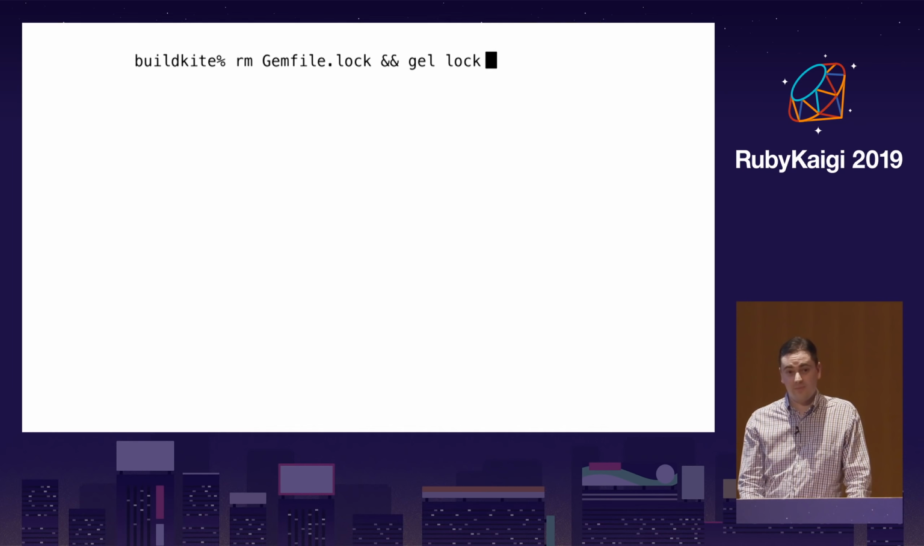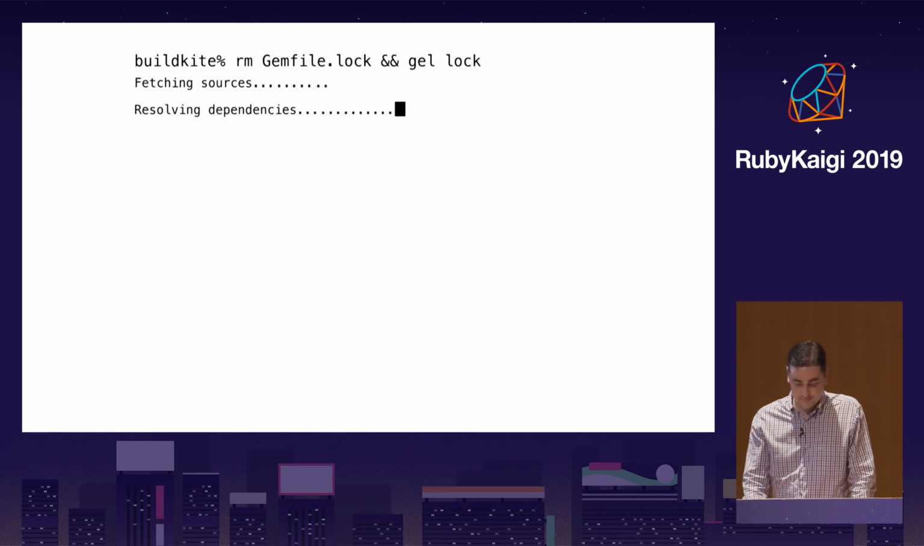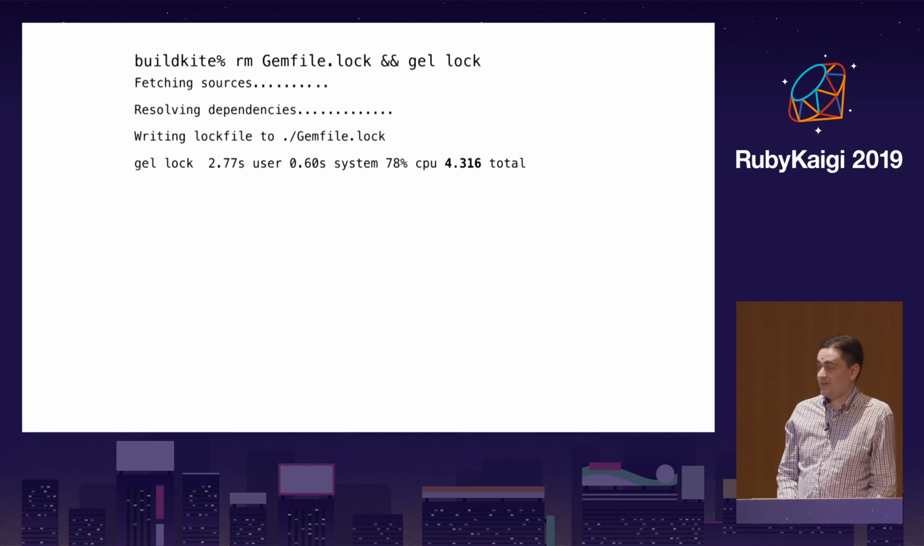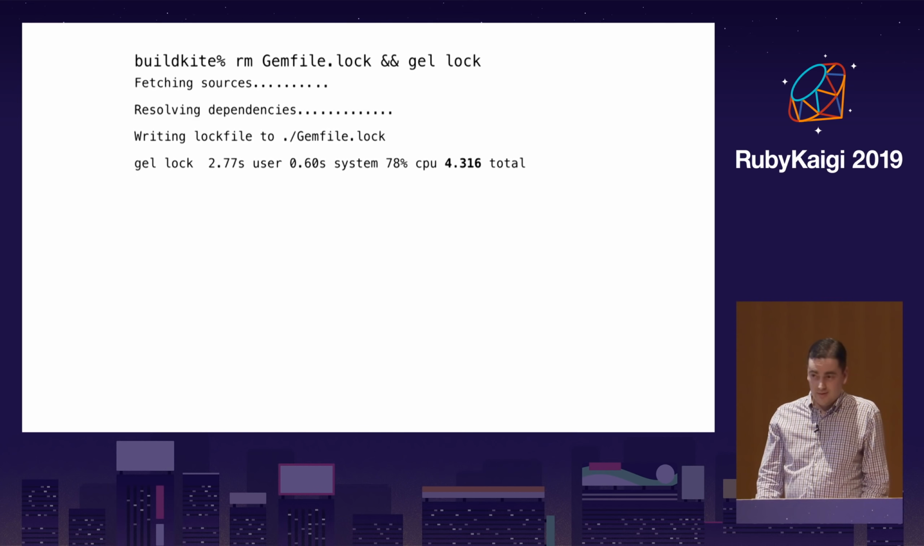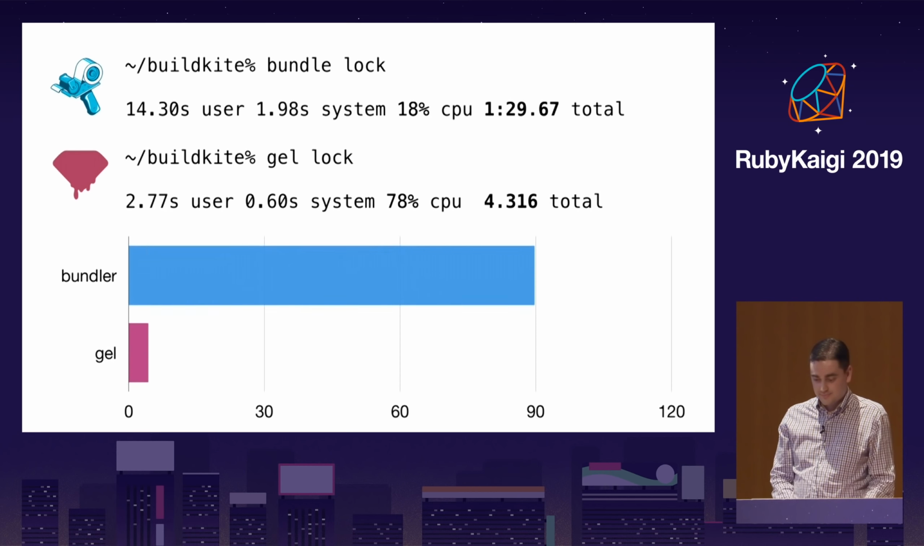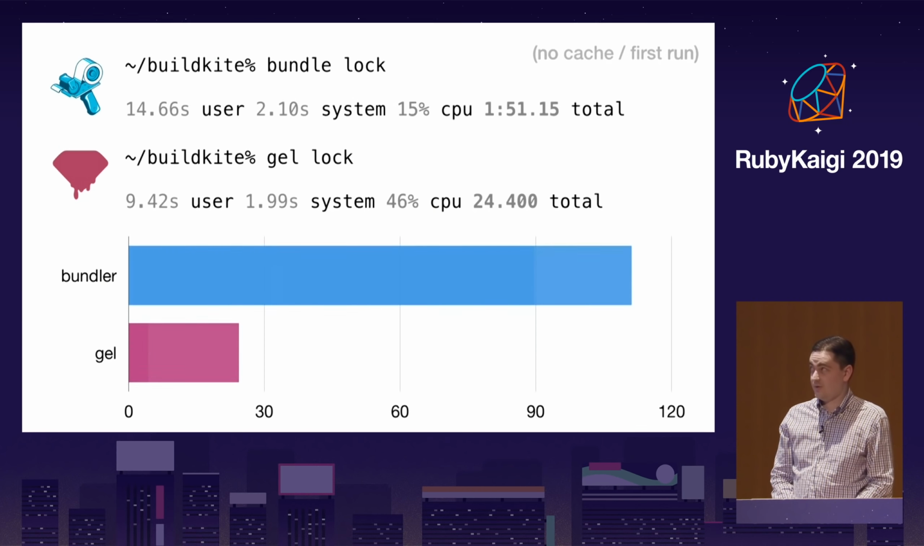Gel needs to do the same things. First refreshing the sources, and then choosing versions. 4 seconds. Caching makes things faster. Here, the better and pre-warmed cache makes it a lot faster. Without any caches, Bundler takes 2 minutes and Gel takes 30 seconds.